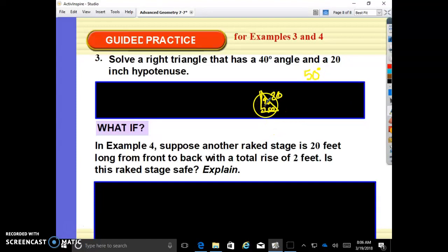What are our sides? Well, if we use the 40, we could do opposite and hypotenuse to solve for here. Opposite and hypotenuse is sine. Sine 40 equals opposite over hypotenuse, or 20 sine 40 is that x. 40 sine times 20, 12.9. So your x right here is 12.9. We could take that and square it and subtract that from 20 squared, or 400, and then take the square root. So we'll just do a quick Pythagorean theorem to get 15.3 on this missing side.